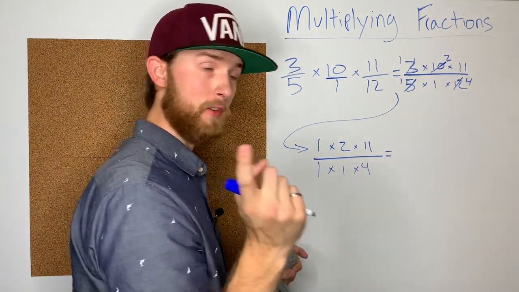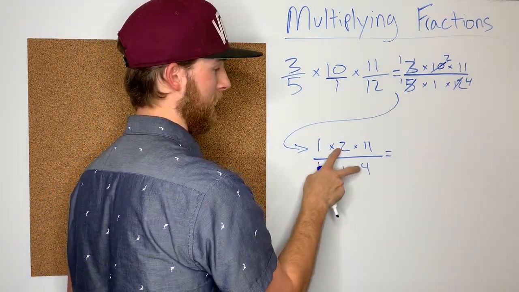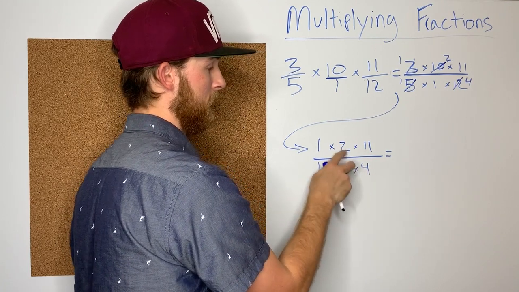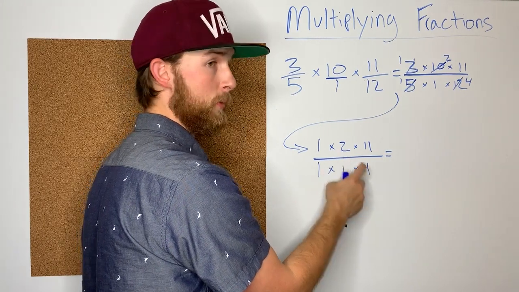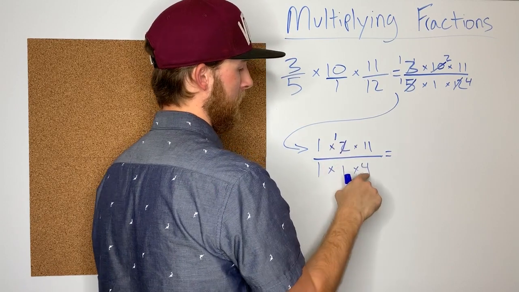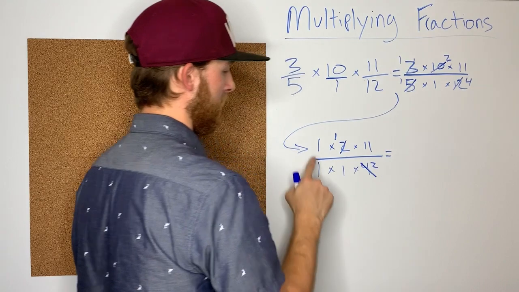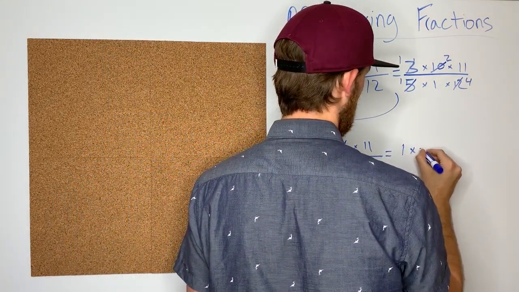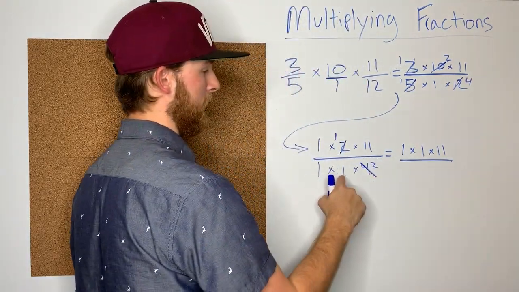So now you might actually notice we have one more thing we can do. We can reduce this a little bit further, because we have another common factor we can pull out of this fraction. So we have 2 and we have 4. 2 can go into 4, right? These are both even numbers, so they're divisible by 2. So 2 can go into 2 once. 2 can go into 4 twice, right? So now we just have 1 times 1 times 11. And we have 1 times 1 times 2.